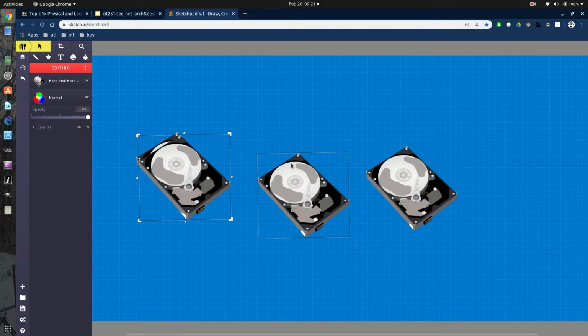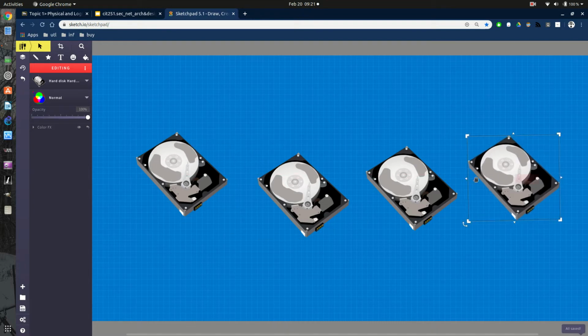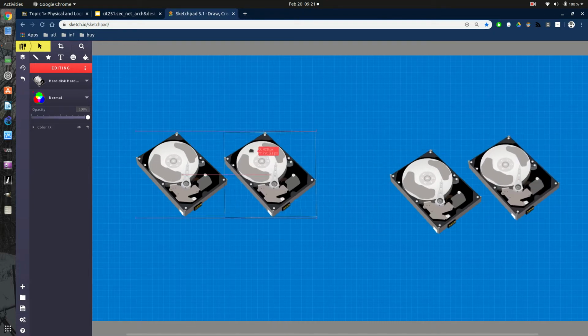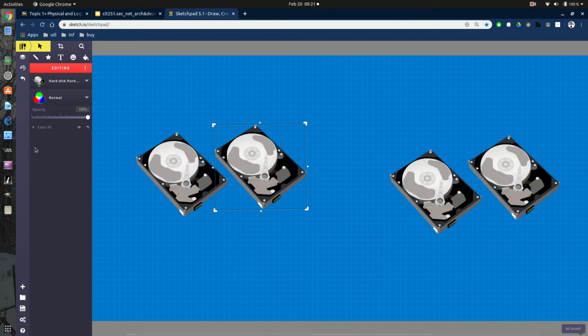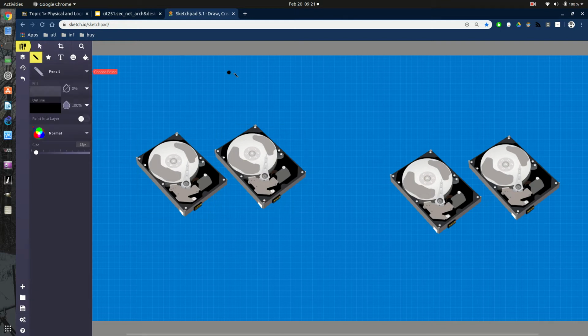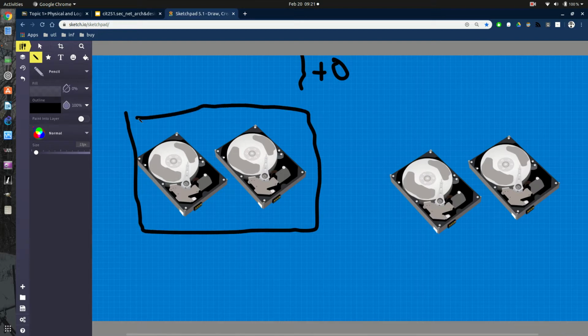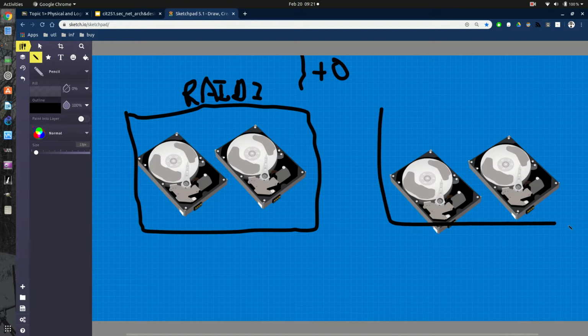So I'm going to paste another one over here, and what we're going to do is organize them in pairs. The best way to understand a plus system, like 1 plus 0, is that the 0 comes after. So what we're going to have is a RAID 1 system, which is what this is. We're going to put this under the auspices of a RAID 1, and I'm not going to write that out again, so I'll just put 1 over here too. So this is RAID 1.